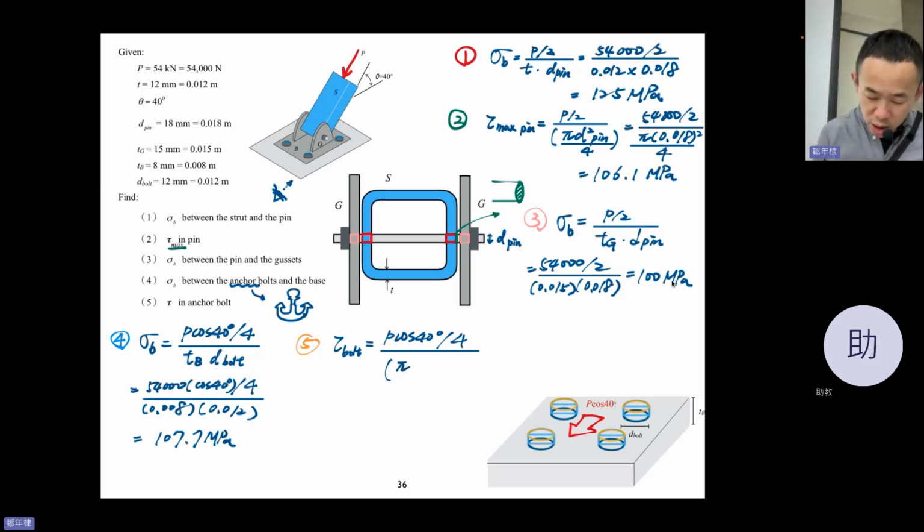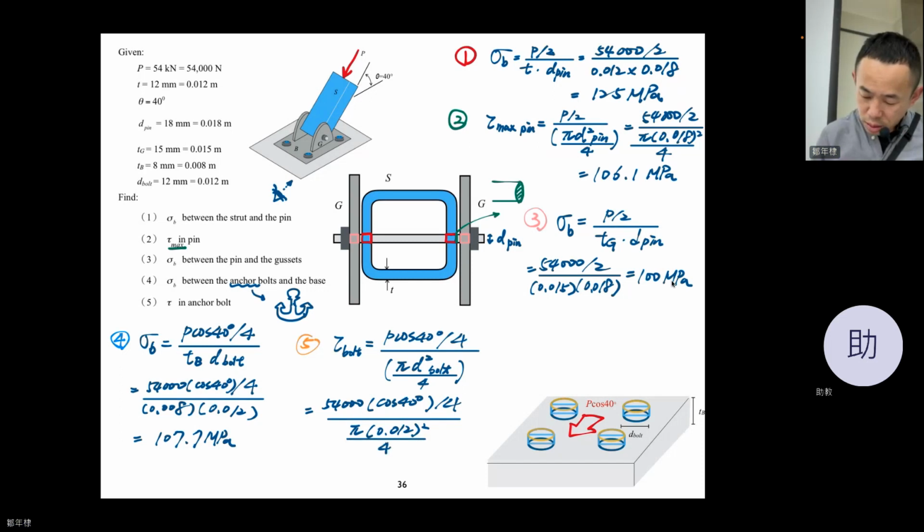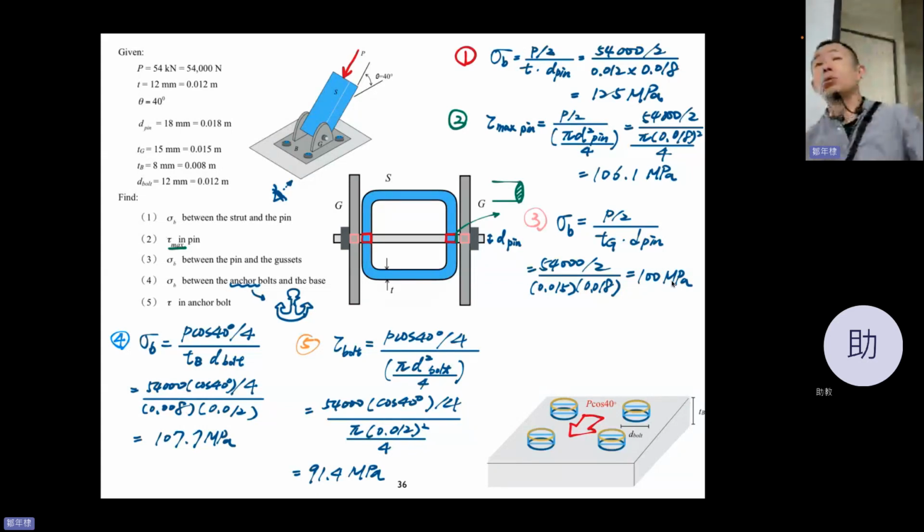Okay, so this is the circle shape. 54000 cosine 40 degree divided by 4, divided by 0.012, divided by 4, and equal to 1.4 megapascal. Okay, that's it. So the shear stress will look like that.